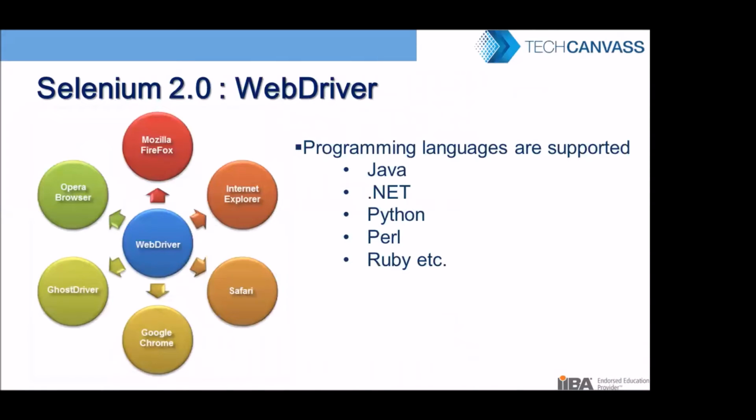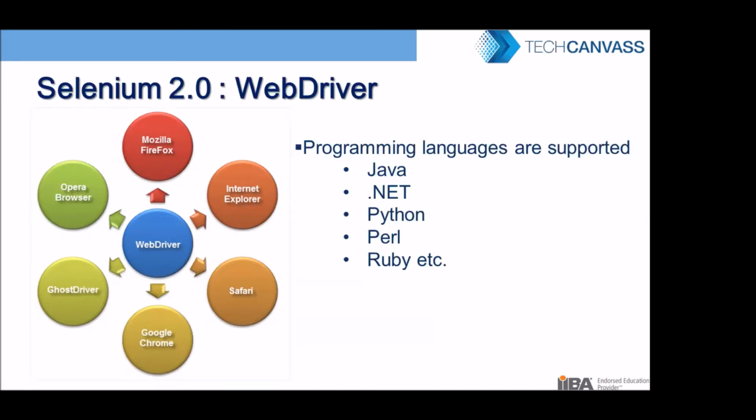See, this is the next version, WebDriver. The first was IDE, the second was RC, but RC and WebDriver make up Selenium 2.0, and that is where we have to start writing the code and developing the framework and all that. So which languages does it support? Programming languages, like Java, .NET, Python, Perl, Ruby, and many more.